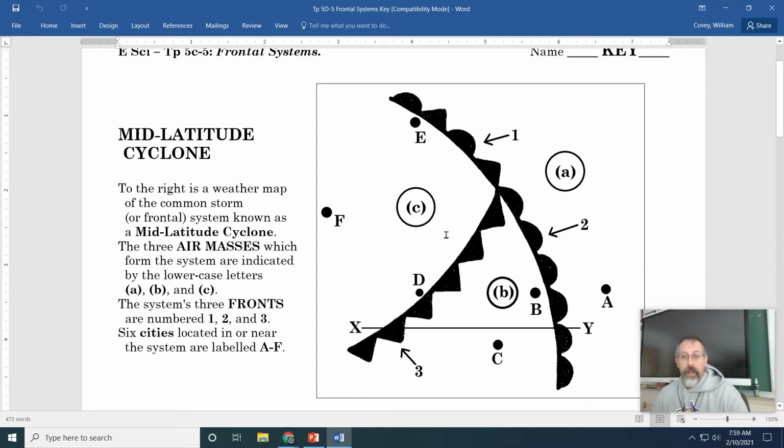Now, the labeling here, you have your air masses and the circled ones. So the types of air masses are the big circled lowercase letters. The fronts are your numbers, front 1, front 2, front 3. And then you have cities in the capital letters, A through F, I guess it is. So those are the letters and numbers you're going to need to answer this.